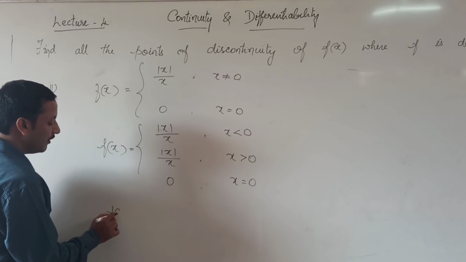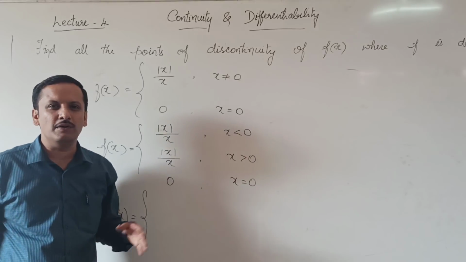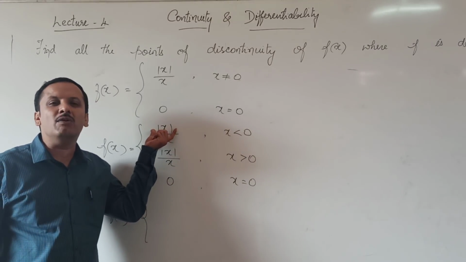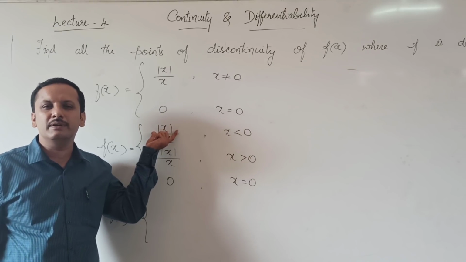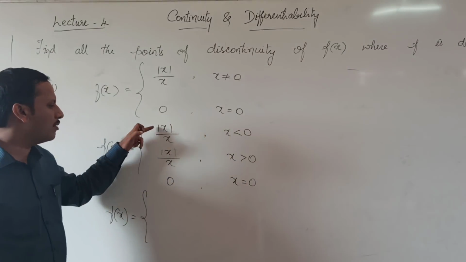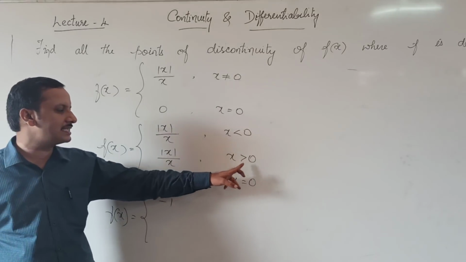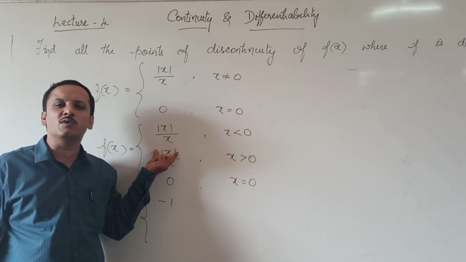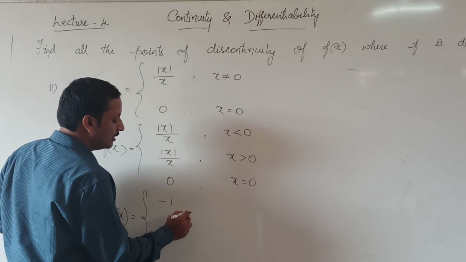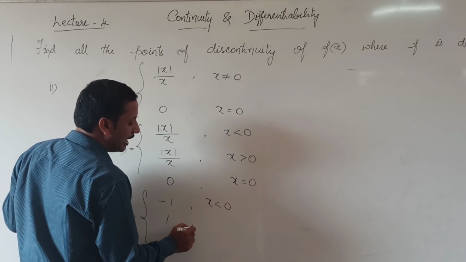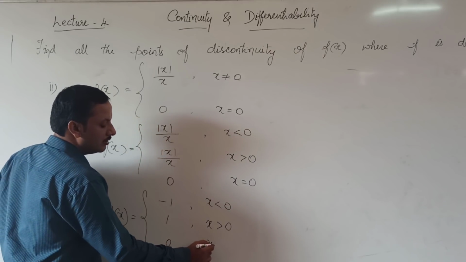Further, just observe here, x less than 0 means x is negative. When x is negative, how do we define mod x? Mod x is defined as minus x. So, you have minus x divided by x, which will be equal to minus 1. When x is positive, mod x is defined as x, so x by x will give you 1. So, minus 1 when x less than 0 and 1 when x greater than 0. At 0, it is equal to 0.